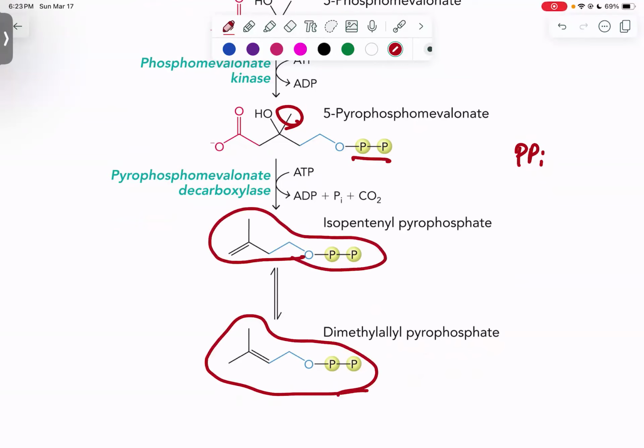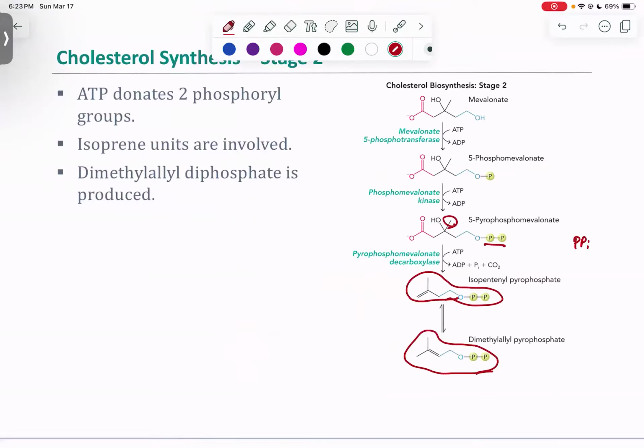So here's either one of those have isoprene units, but isoprene, this general structure is a common building block for lots of different things, right? And just remember that this is ATP dependent, right? So you're going to have to go through quite a bit of ATP in order to make your cholesterol, right?